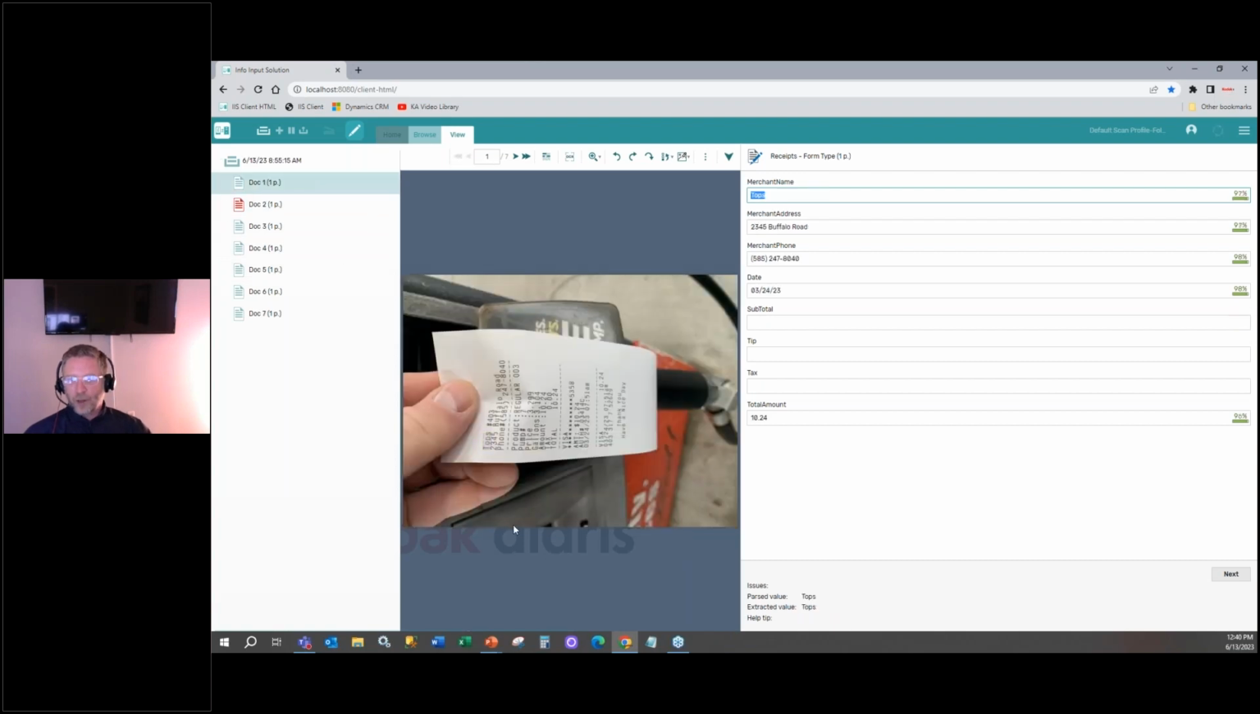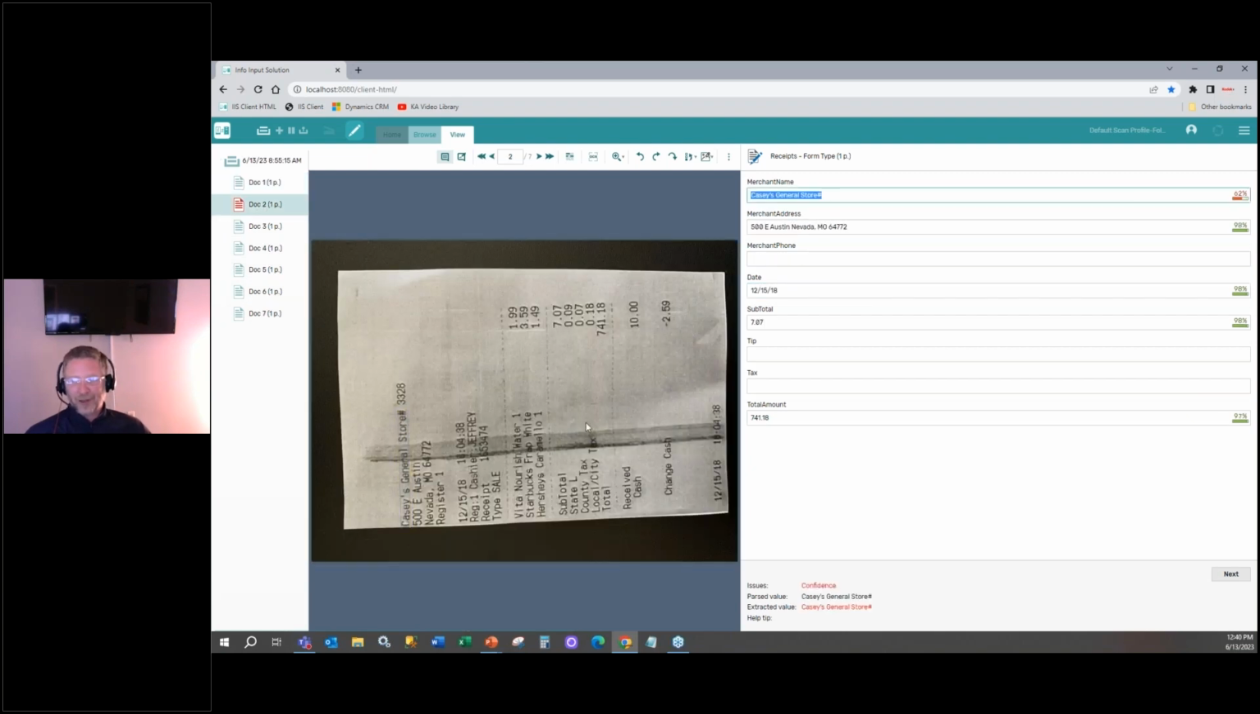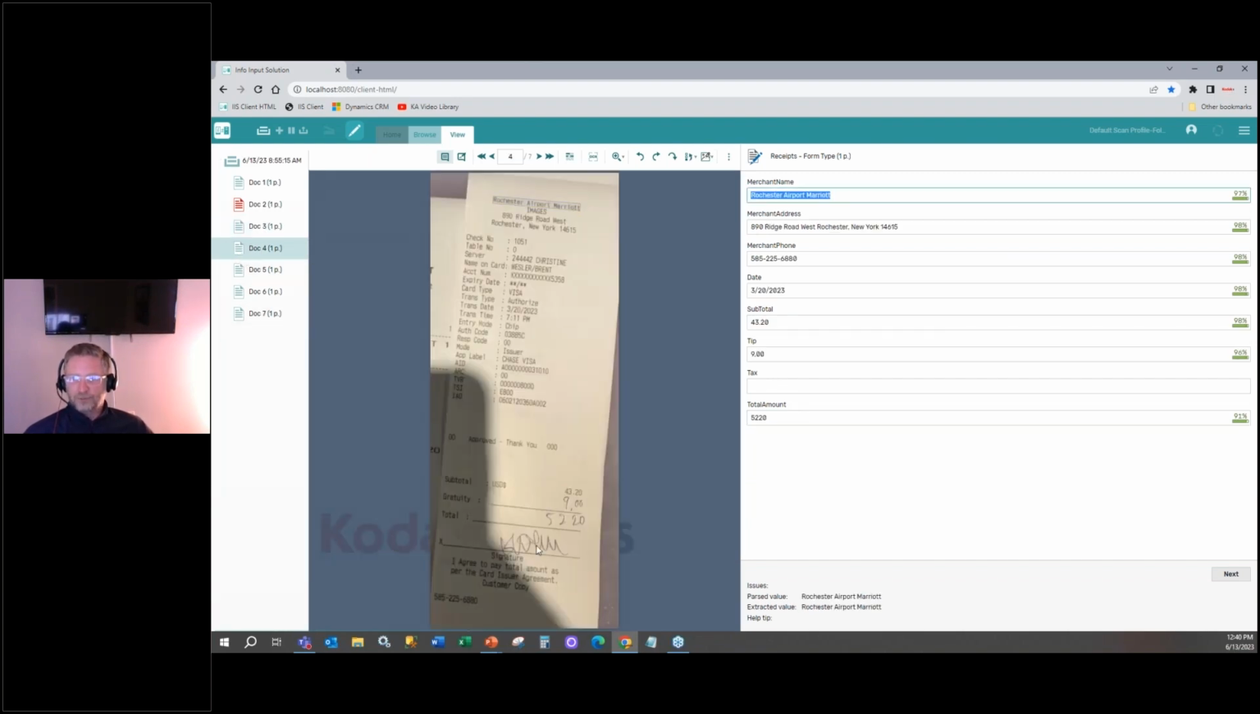All right, so the first one, it got the total amount, and this was sideways. It's pretty clean, but as you notice, it picked up the merchant name, all this information automatically, but it's sideways. So I was able to read it sideways. Here we got similar. It got the subtotal. It got the total amount. Here again, we did the same thing, sideways. All right, here did a good job reading that.